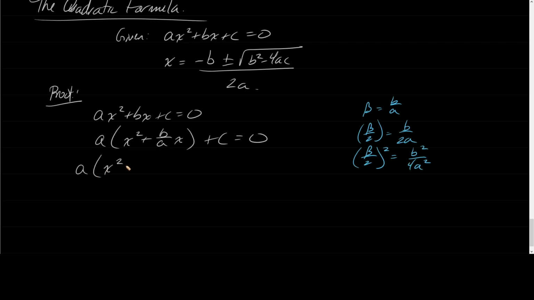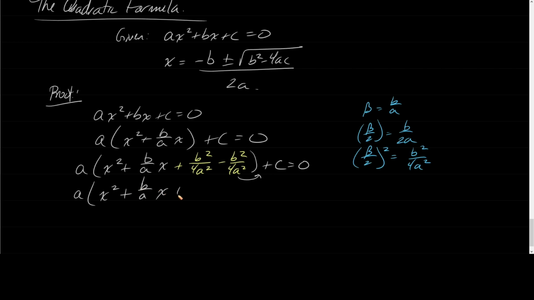So I have a times x squared plus b over ax. And here's where I add 0: plus b squared over 4a squared minus b squared over 4a squared. And that plus c is equal to 0. Next thing I want to do is take this piece outside of the parentheses, but I need to distribute the a to it. So I have x squared plus b over ax plus b squared over 4a squared. Putting this outside, it's still negative b squared over 4a. And it's just 4a because this a was distributed to it. And then that plus c is equal to 0.